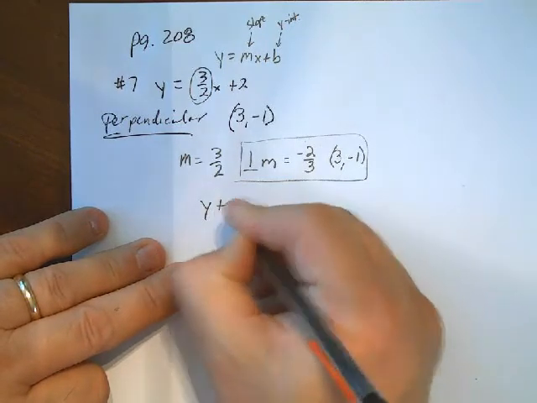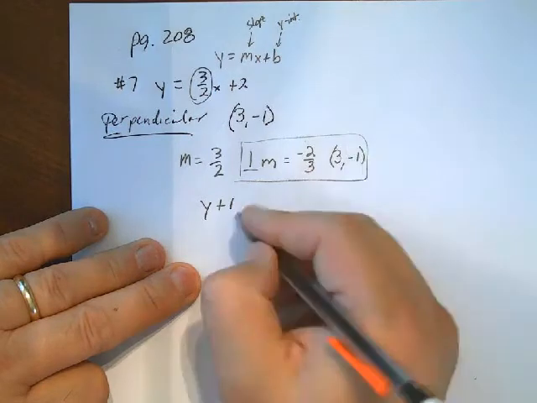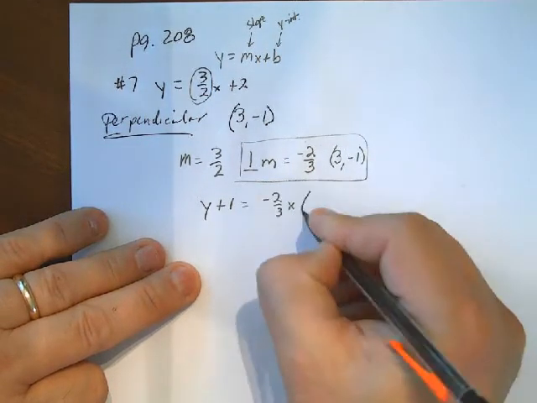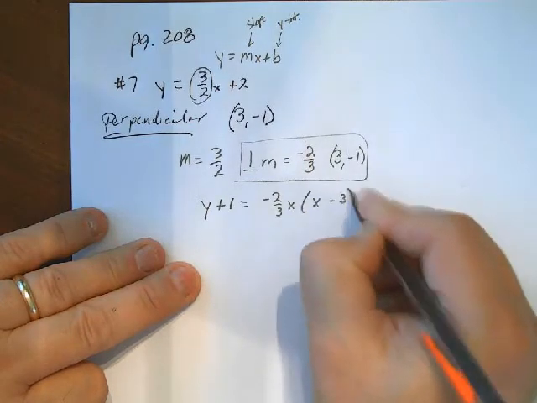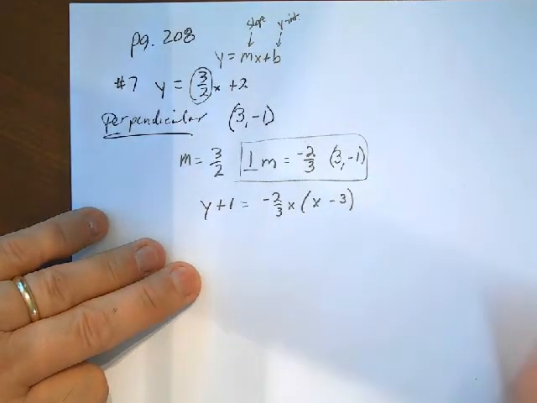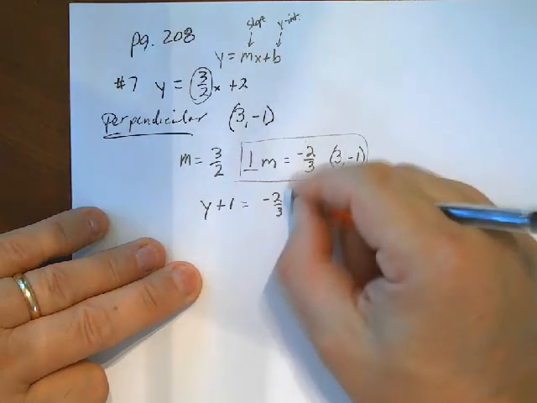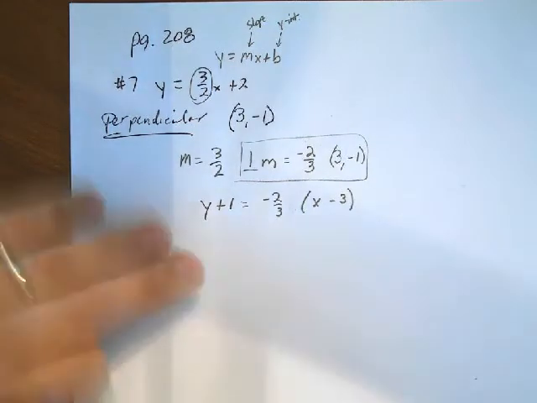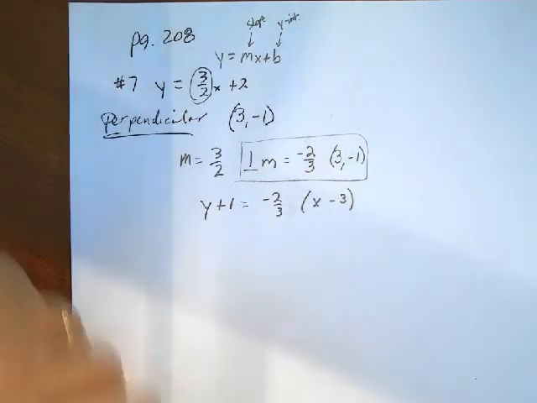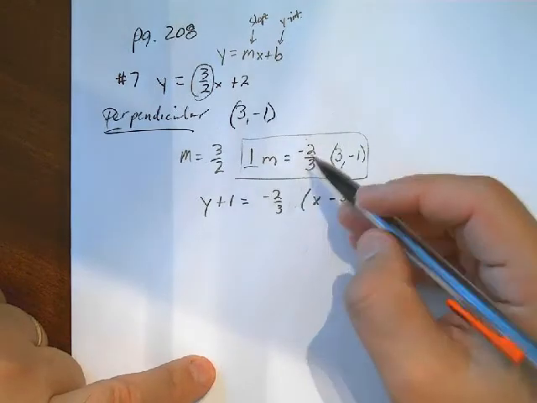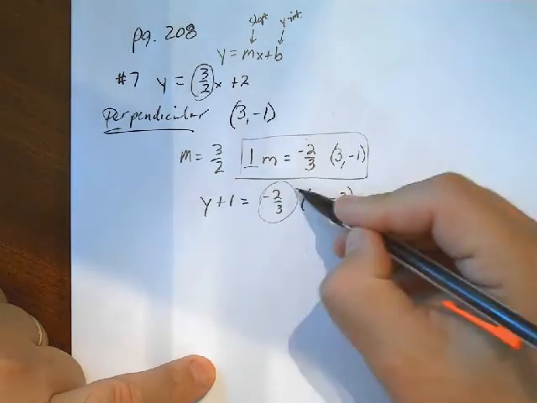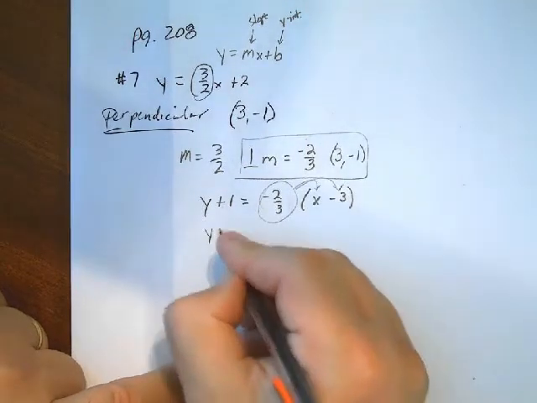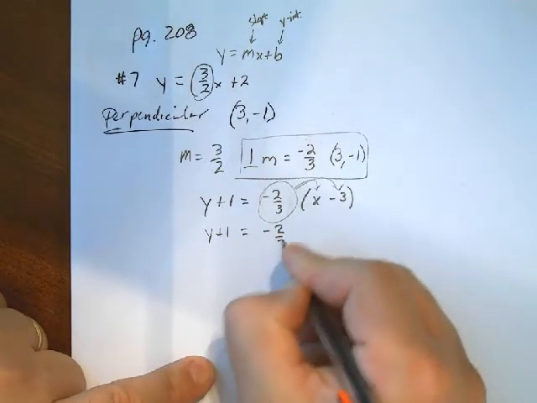So it'll be y plus 1. Be very careful with your negatives. Y minus -1. We made the mistake in the last one. We have -2/3, and then x minus 3. -2/3, x minus 3. All right, so what's that mean? That means we're going to take this and distribute. So now we have y plus 1 is equal to -2/3 x.